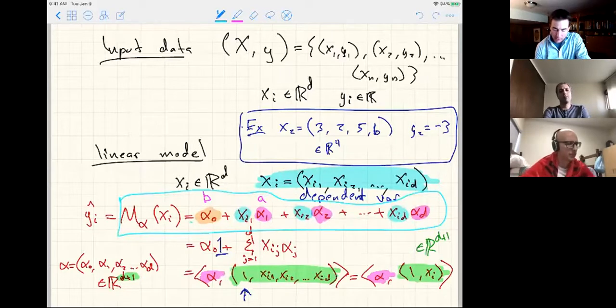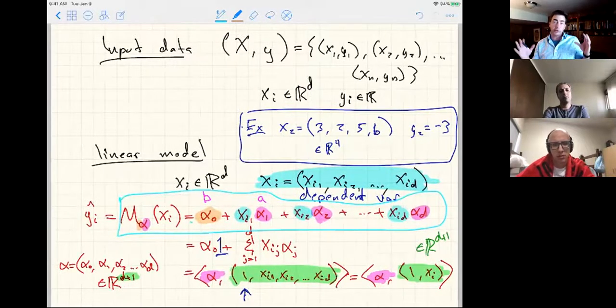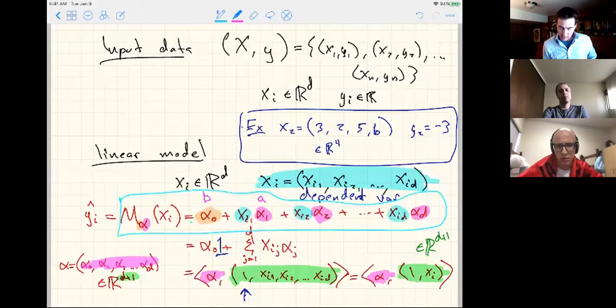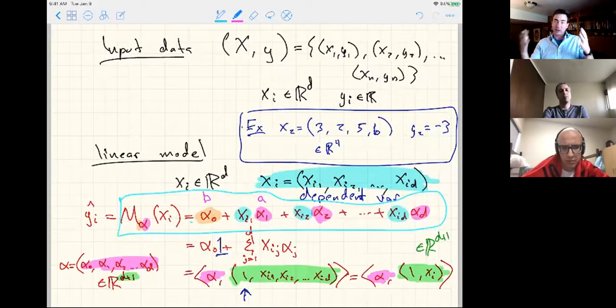But the model is parameterized by this alpha, which also has this offset here. So the model is described exactly by these coefficients: alpha 0, alpha 1, alpha 2, up to alpha d. In order to describe this complex model on these multiple dependent variables, I just need to record this single vector right here. If I have this vector, then that tells me what the model is.